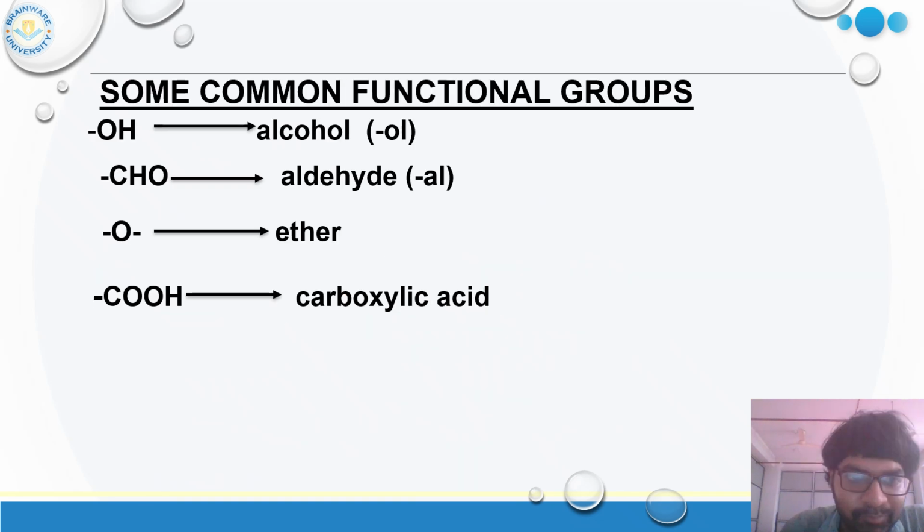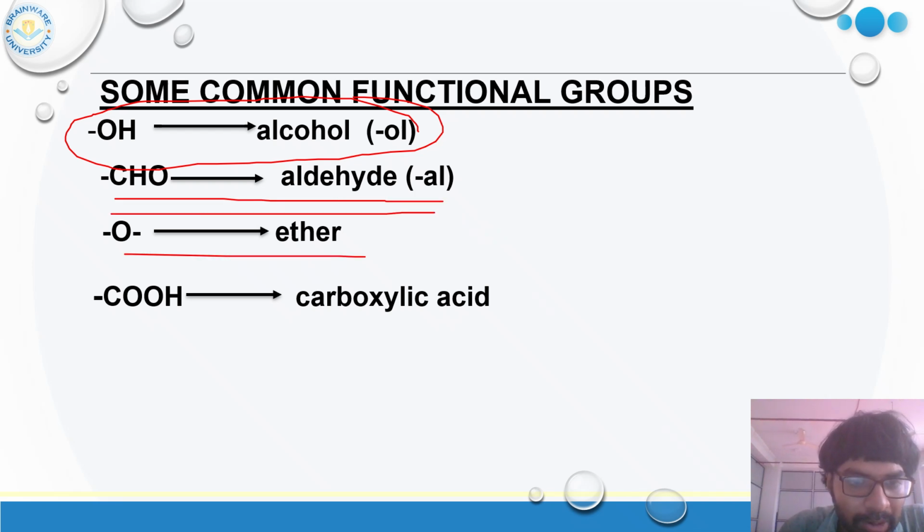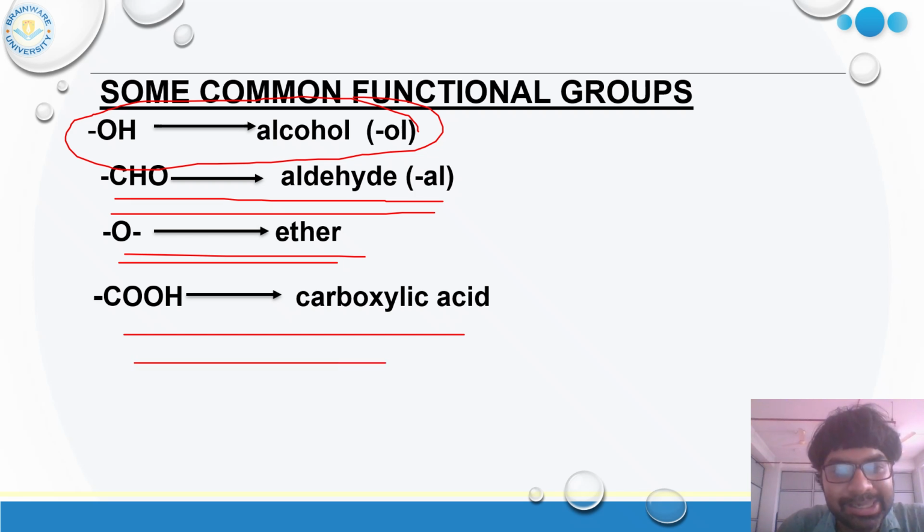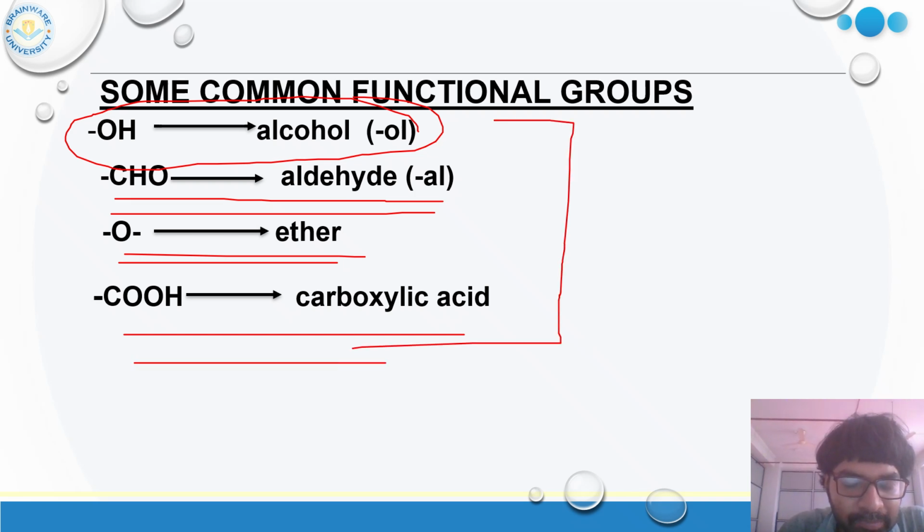Next, what are the important functional groups possible? OH is known as alcohol. CHO is known as aldehyde. O is known as ether. COOH is known as carboxylic acid. So these 4 are the important functional groups.